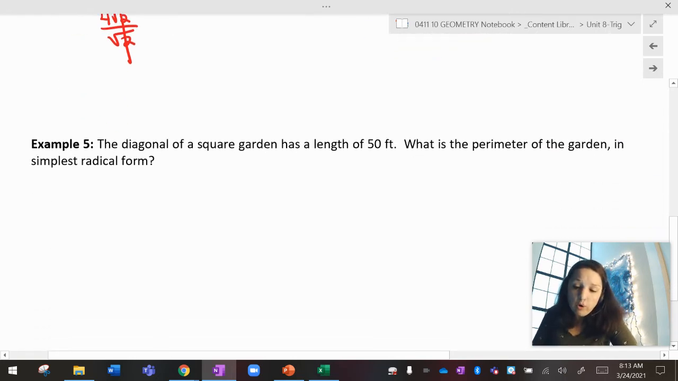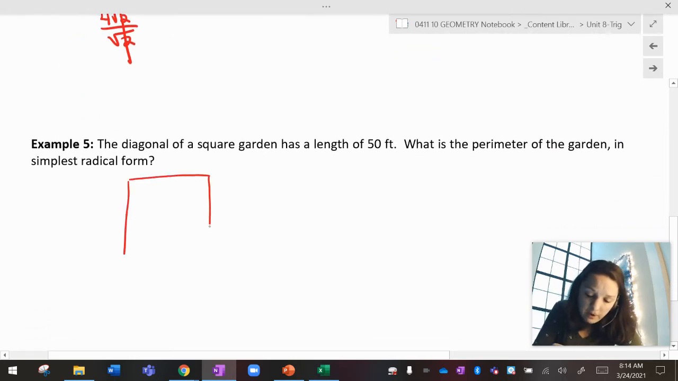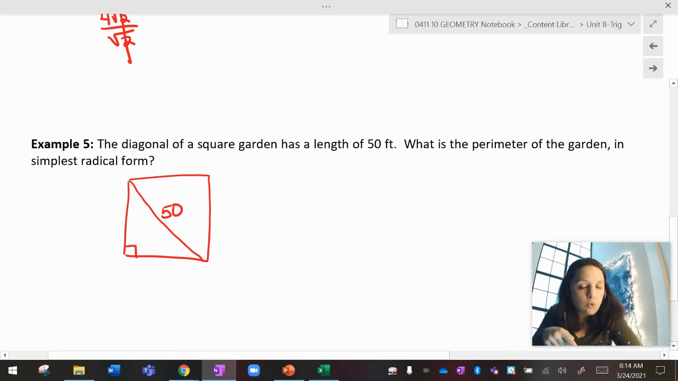The diagonal of a square garden has a length of 50. Okay, so if I have a square, again, ignore the dinging, and my diagonal is 50, I know, oh, wait a second, if this is a square garden, then these are 45s. So it says the diagonal's 50. What's the perimeter of the garden? Well, if I need the perimeter of the garden, I really need to know the lengths of the sides. And then I say, oh, look, there's a 45, 45, 90. If I know the hypotenuse, I divide by root 2 to get the leg.